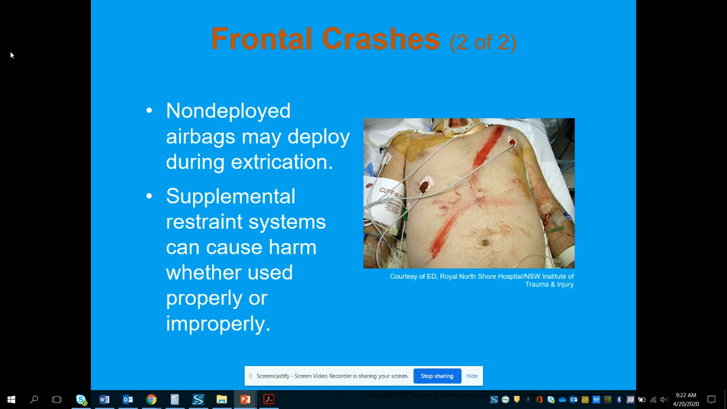Non-deployed airbags can be a safety concern during extrication because they can go off during that point. So again, that's a safety concern for us as providers when we're evaluating the vehicle. Again, as we said, supplemental restraint systems can definitely cause harm whether they are used properly or improperly.